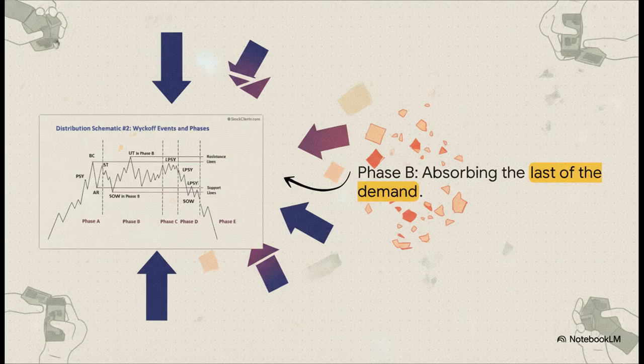Now we're in Phase B of distribution, and the roles are completely reversed. The institutions are now net sellers. Their main goal is to sell as many shares as they can at these high prices, systematically soaking up any remaining buying pressure in the market.